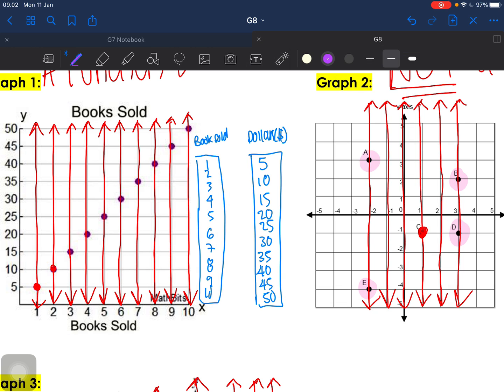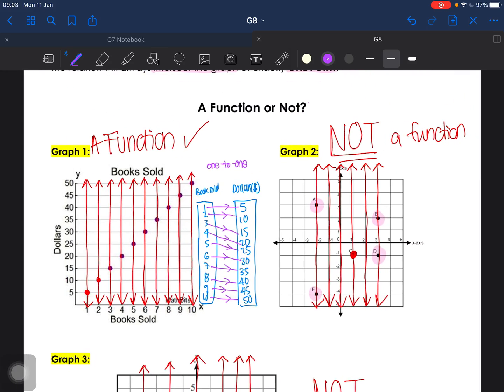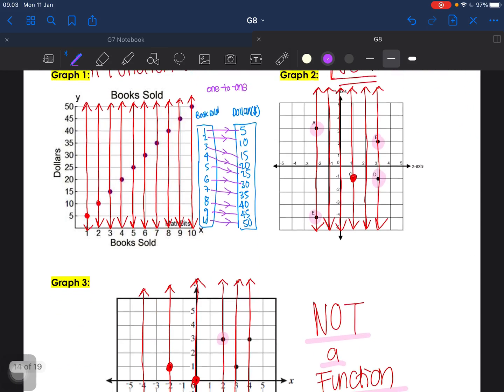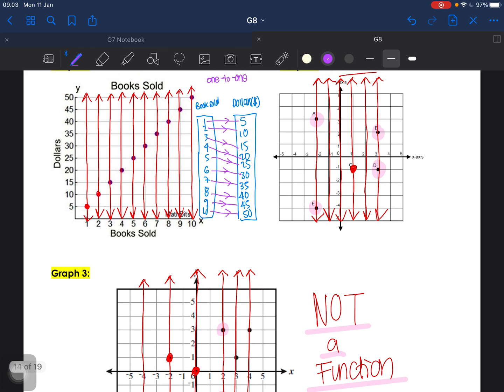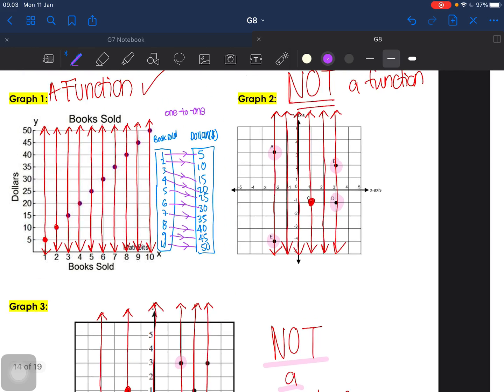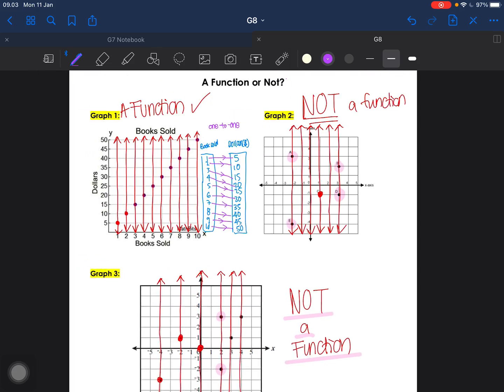So do you see how if you sell one book, you get $5, 2 books, 10, 3, 15, 4, 20, 5, 25, 6, 30, 7, 35, 40, so on and so forth, right? So basically this is 1 to 1, right? So that's why on the graph it's easier, because we can totally see that each of these inputs will give you one output.